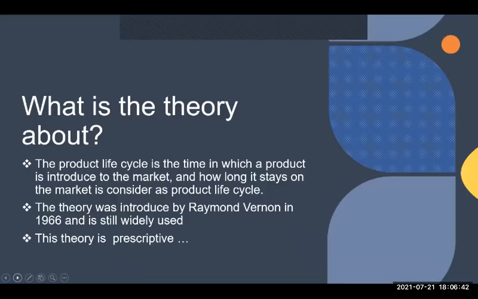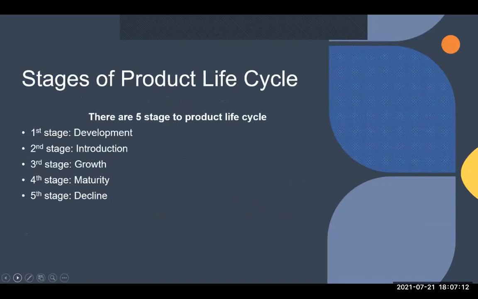All right. So what is this theory about? Basically, the product life cycle is the time in which a product enters the market and how long it stays on the market until it leaves the market. This theory was introduced by Raymond Vernon in 1966 and is still widely used. In my opinion, this theory is a prescriptive one. The product life cycle has 5 stages.